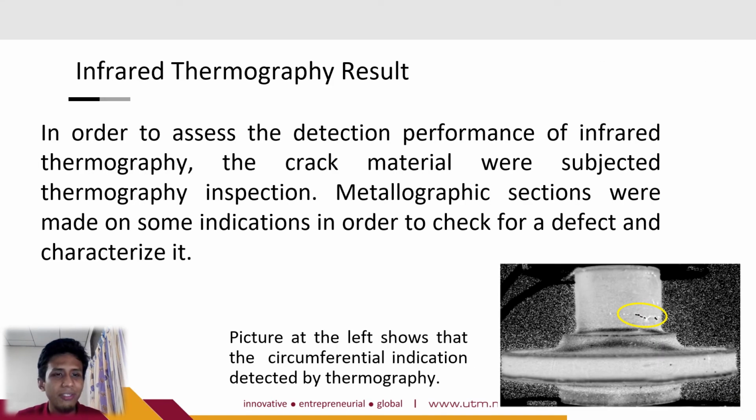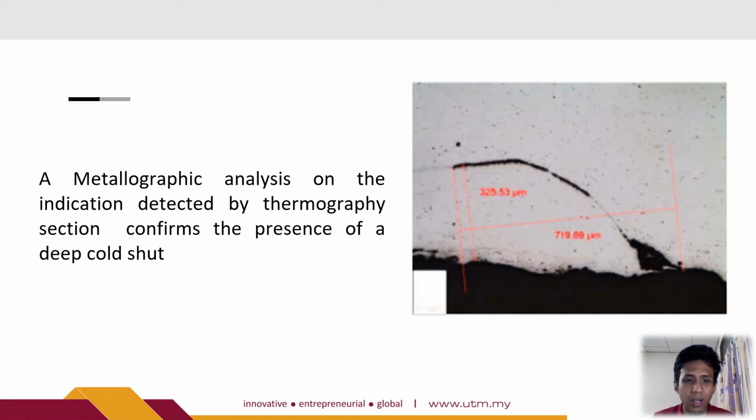Alright, moving forward, for the infrared thermography results. In order to assess the detection performance of infrared thermography, the component material was subjected to thermography inspection. Metallography sections were made on some indications in order to check for a defect and characterize it. The picture here shows that there is a circumferential indication detected by thermography. On this picture, there is an example of a metallography analysis on the indication detected by thermography. It is confirmed that there is the presence of a deep crack. As we can see, there is a crack about 325 micrometers in length.